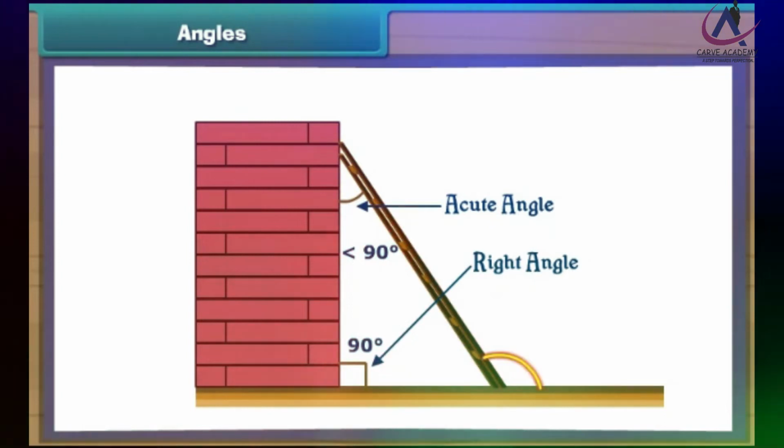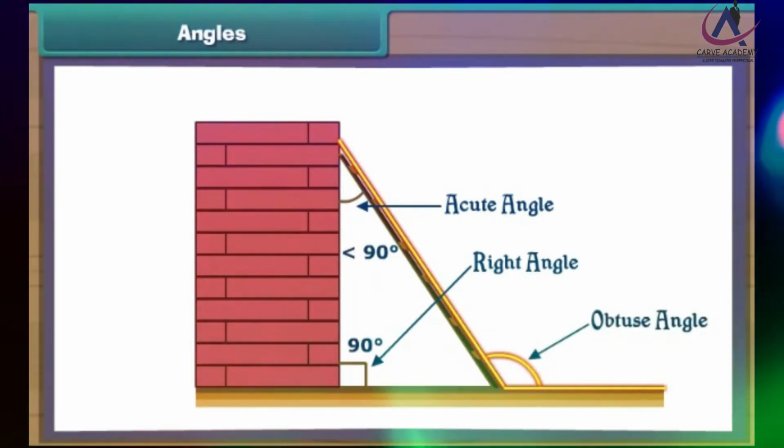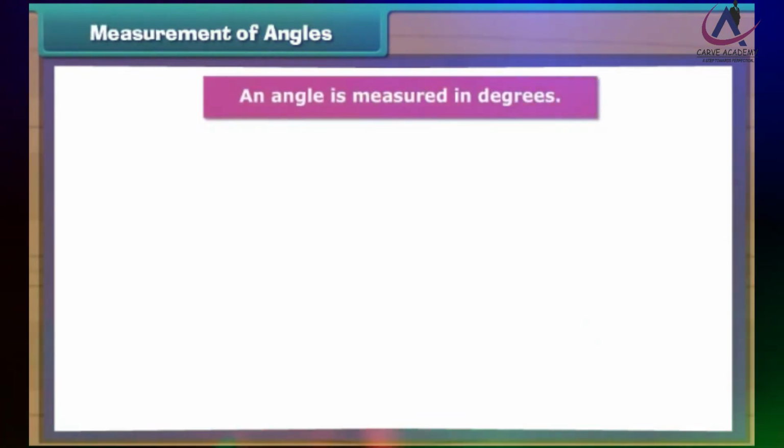Now let us look at the third angle that the ladder makes with the ground. We take the ground as the base. The ladder is not vertical. It is tilted out. Such an angle is called an obtuse angle, and its measure is more than 90 degrees. Measurement of angles. An angle is measured in degrees.